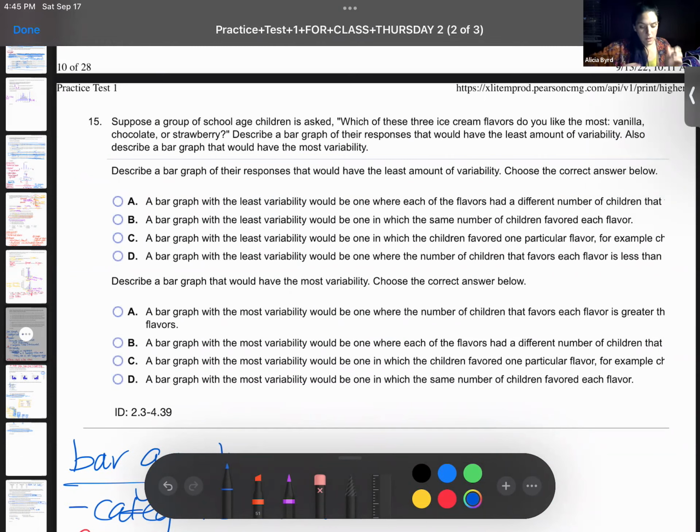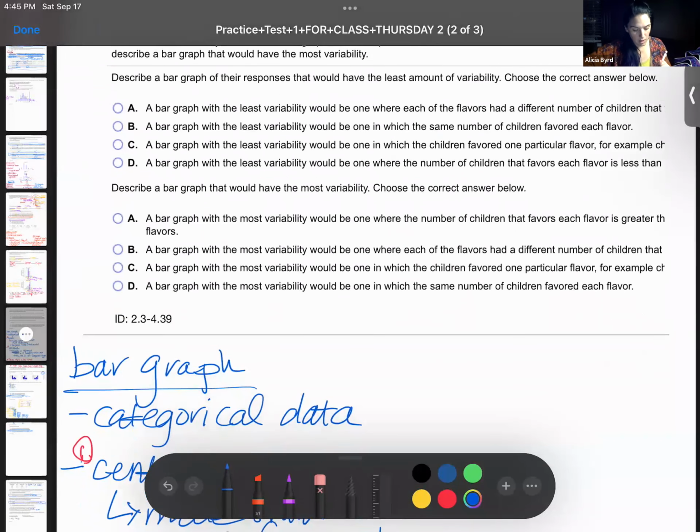So we have 3 responses: chocolate, vanilla, and strawberry. I'm going to put some spots on here for them. So I've got my chocolate, my vanilla, and then my strawberry.